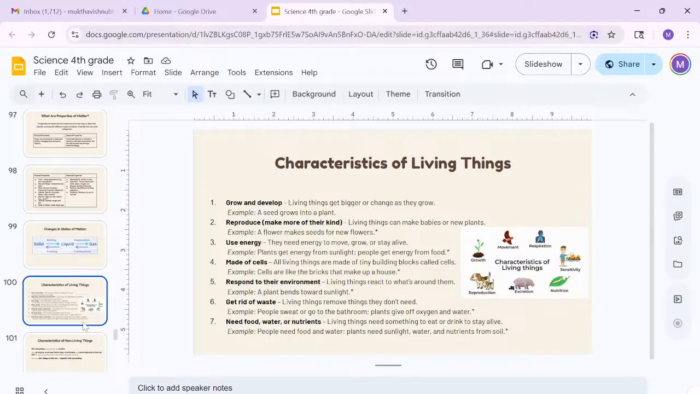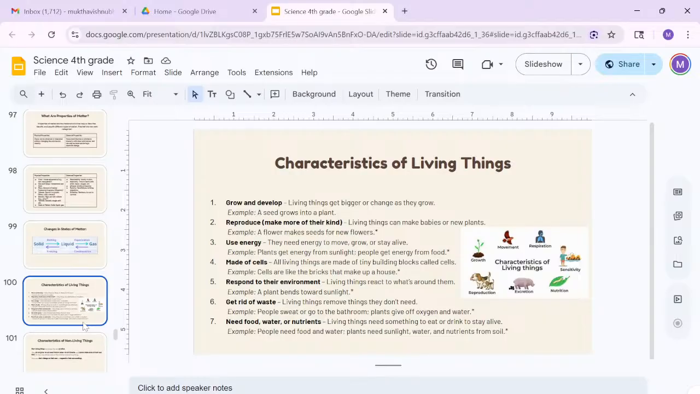They respond to their environment, so they respond to stimuli, so they react to things that are happening around them. A plant, for example, a sunflower, bends towards sunlight. They get rid of waste. Living things remove things they don't need by sweating or going to the bathroom or giving off oxygen and water like plants. And this kind of goes with use energy, but they need food, water, or nutrients to stay alive.